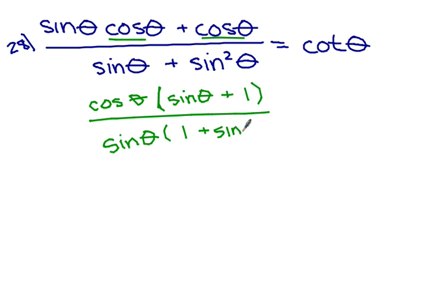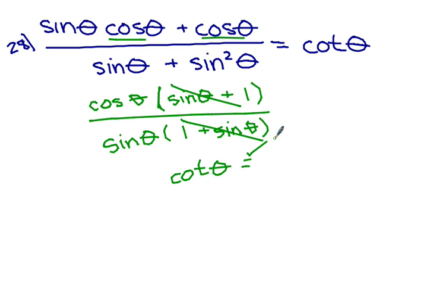Those look a whole lot alike, don't they? And with addition, the order does not matter. So we can say sine plus 1 is the same as 1 plus sine. Those can cancel top and bottom. And then cosine over sine is cotangent. So some of these you're going to be able to factor out, and it makes life a whole lot easier. Things just start to disappear.